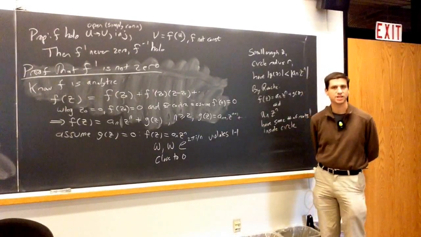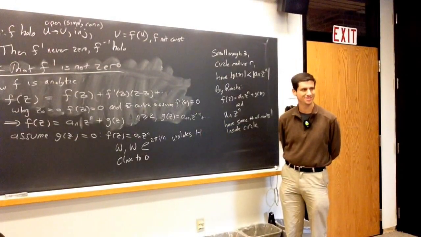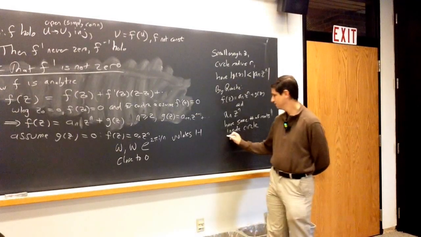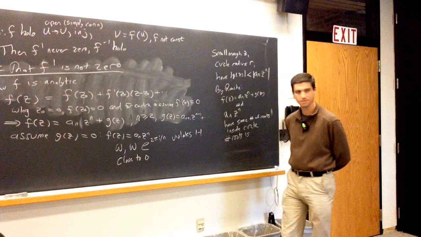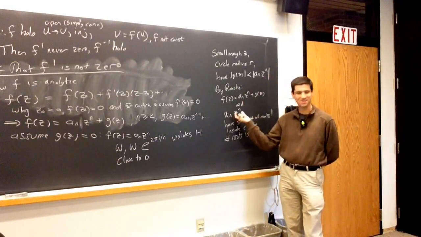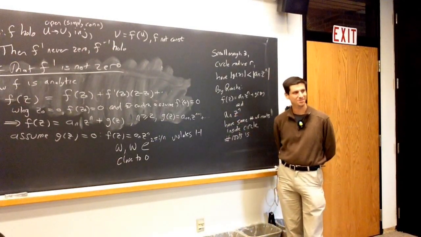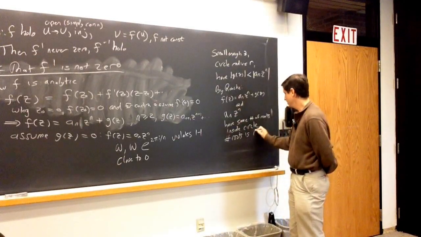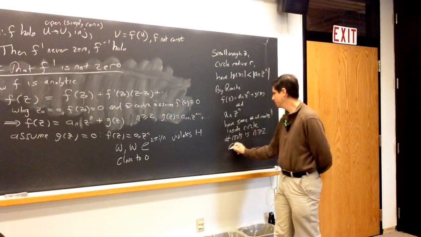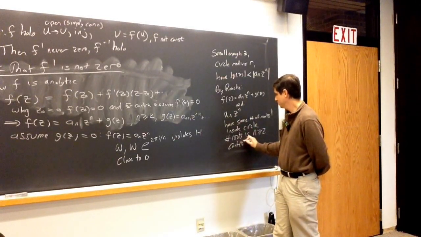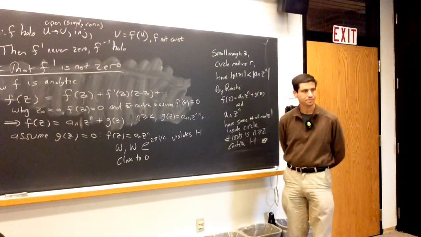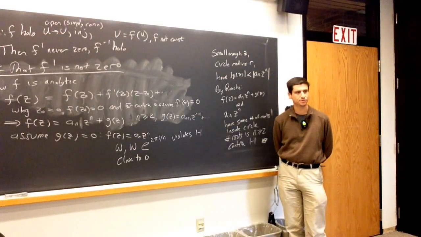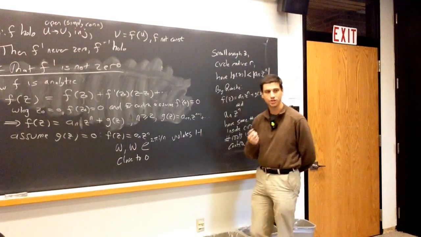And how many roots is that? What can you tell me about the number of roots? How many roots does a_n z to the n have inside that circle? n, which is greater than or equal to 2, contradicts that it's 1 to 1. So that's the proof. It's a nice application of Rouché's theorem.